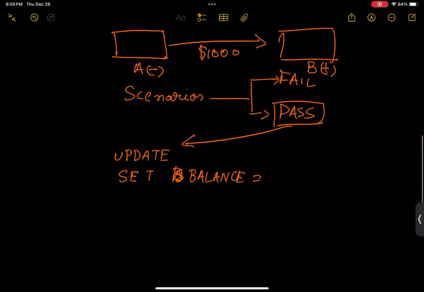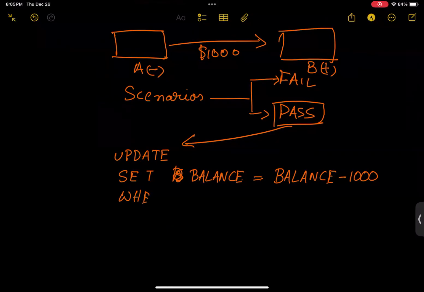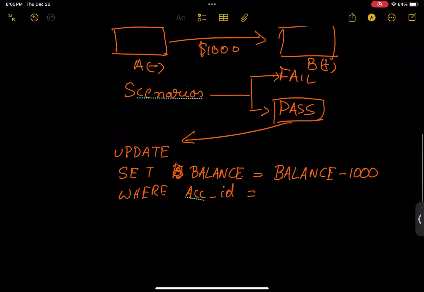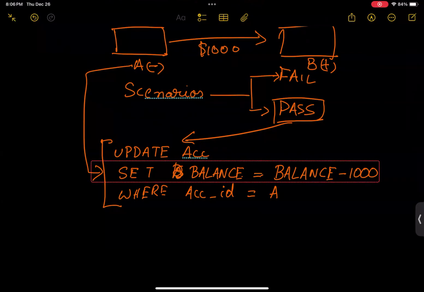equal to say percent of where say account ID. So the table name is ACC, right? So this is the query for your account A. This is the query for your account A, correct? Similarly, for account B, there will be a similar query.